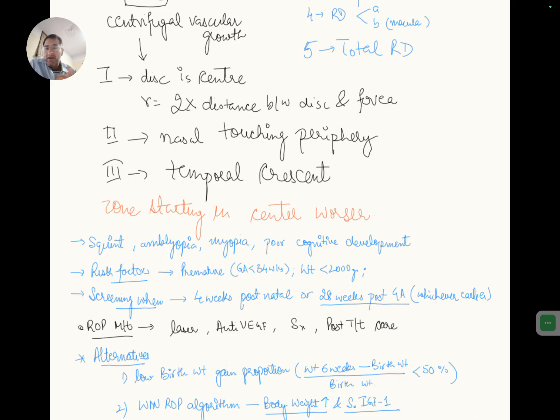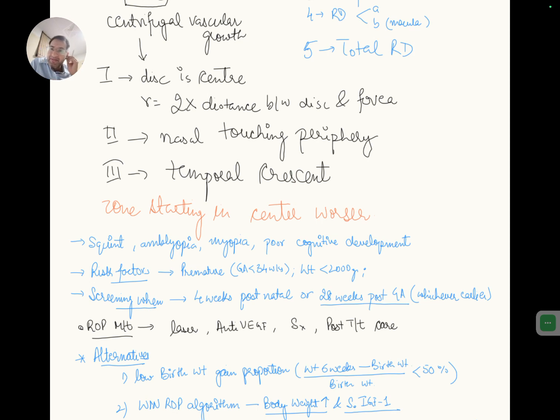What are the risk factors? The main risk factor for ROP is prematurity, that is gestational age less than 34 weeks, and weight less than 2000 grams. It is not that ROP will not happen in babies more than 2000 grams. It can happen in those babies also, provided some other risk factors are there.